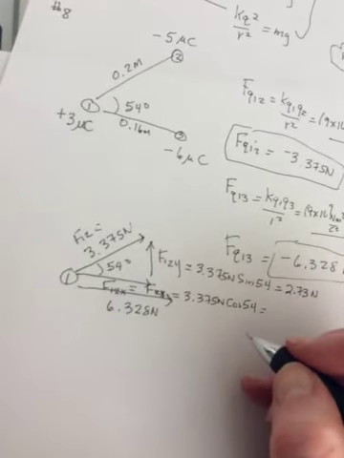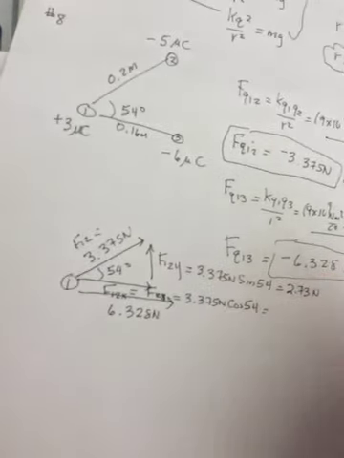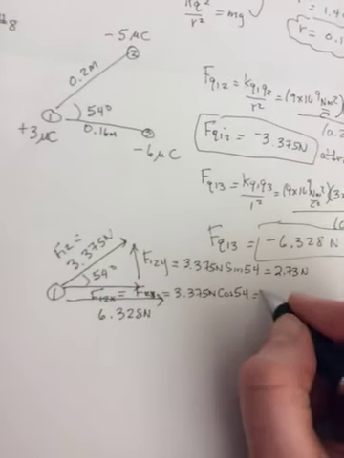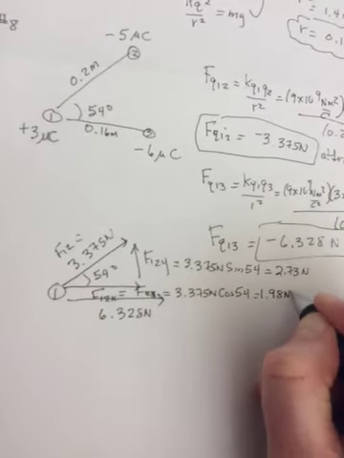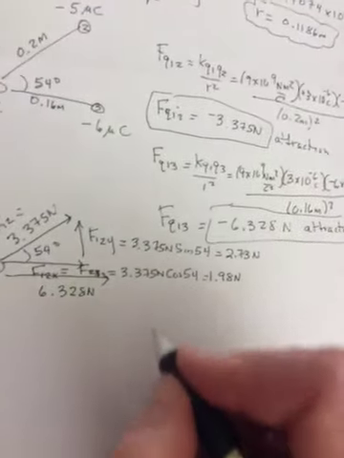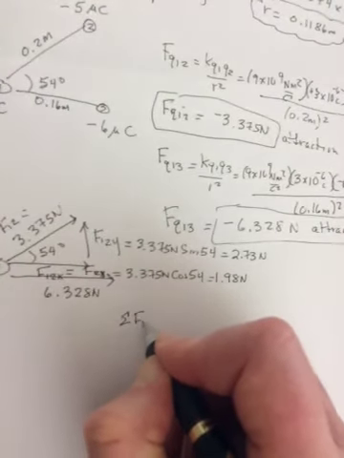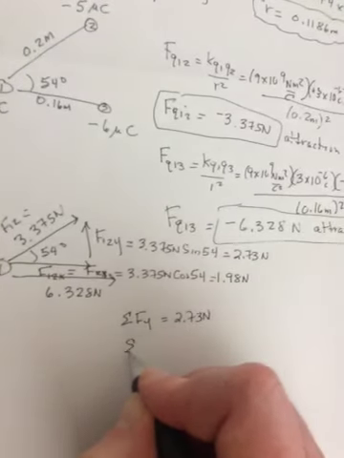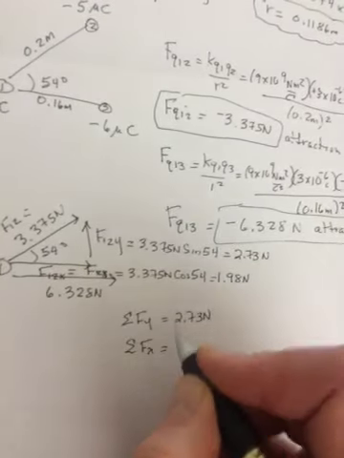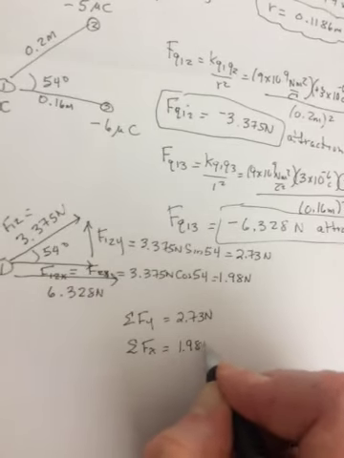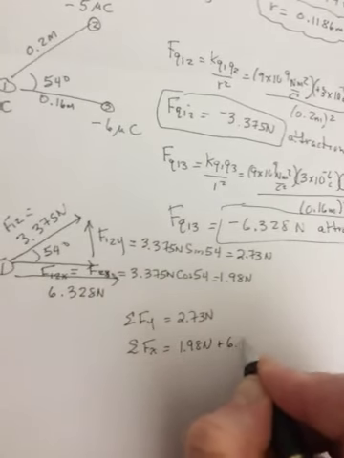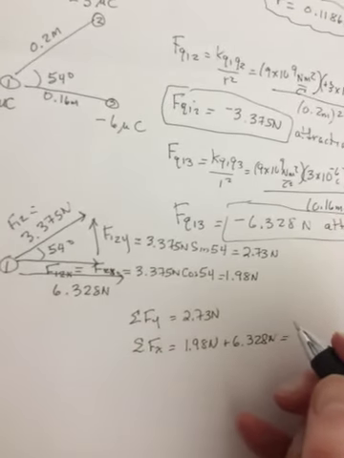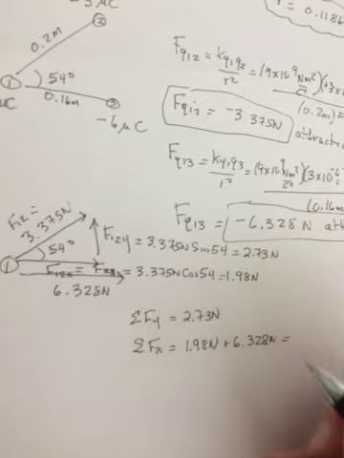And the x component is 1.98 newtons, and it's going to the right. So our total in the y will just be 2.73 newtons. And our total in the x, because they're going the same way, will be 1.98 newtons plus 6.328 newtons for a grand total of 8.31.